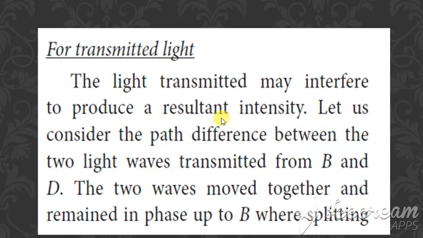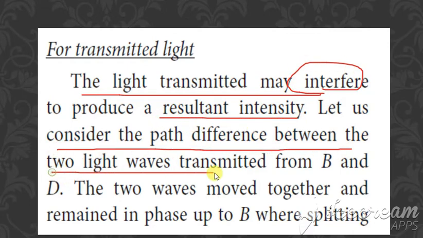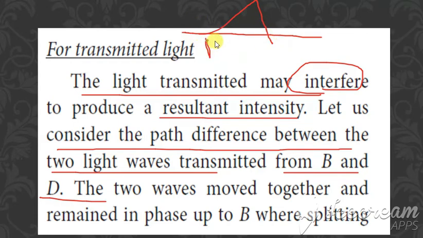The light which is transmitted may interfere to produce a resultant intensity. So the transmitted light at one point also may interfere, and it produces some intensity. Let us consider the path difference between the two light waves transmitted from B and D. Here is B and here is D, so this is the path difference between B and D.